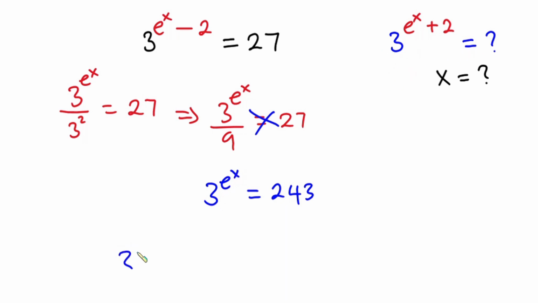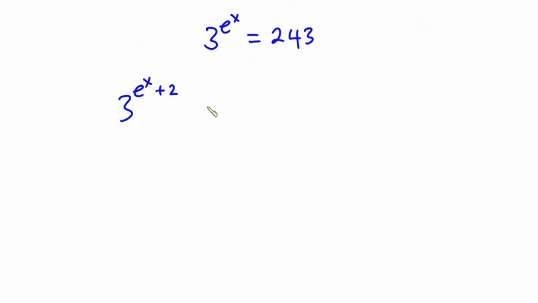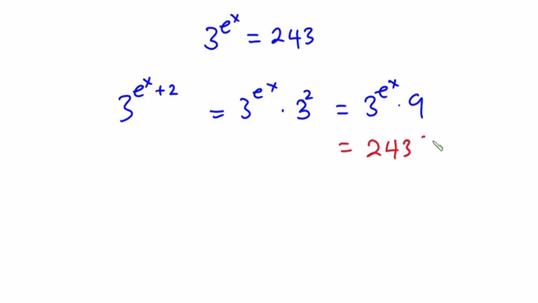And from the first problem, we have 3 to the power e to the power x plus 2. This could be written as 3 to the power e to the power x times 3 to the power 2, and this is equal to 3 to the power e to the power x times 9. Now from this equation, let's go ahead and exchange 3 to the power e to the power x. So we have 243 times 9, and this is equal to 2187.